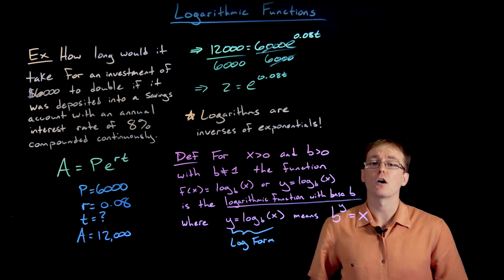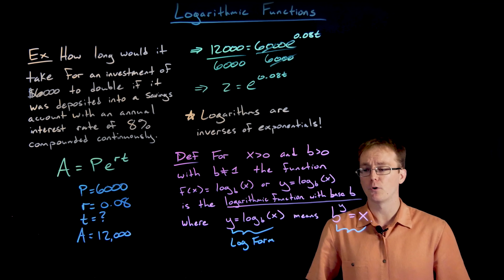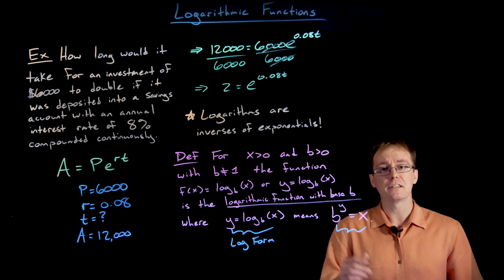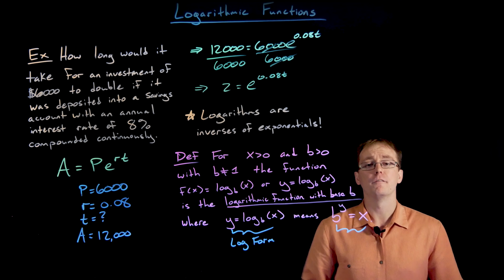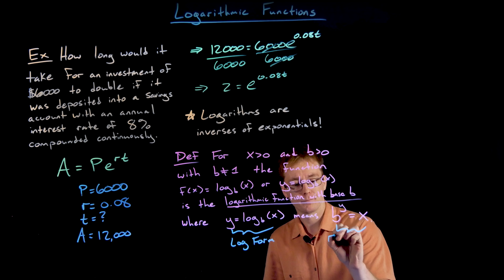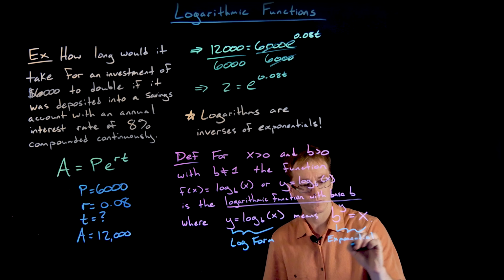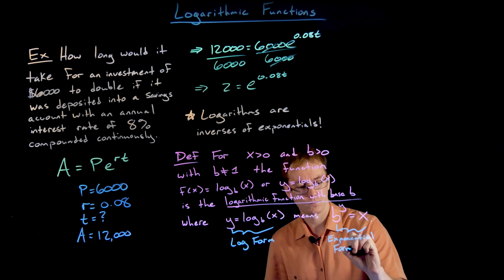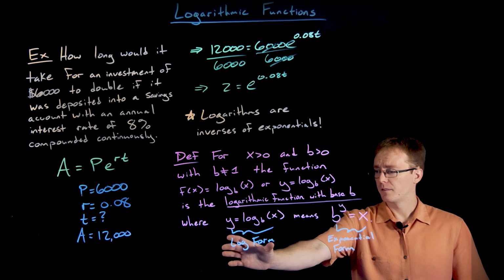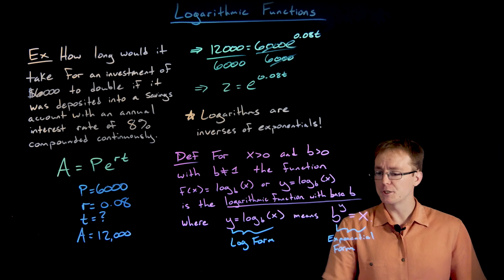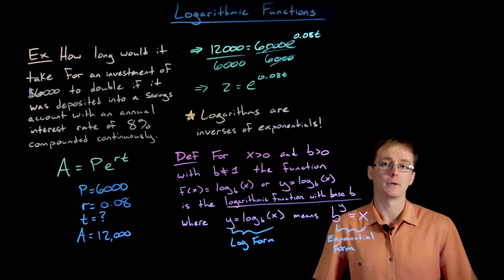Or maybe just the log form of the equation for short, and that is equivalent or interchangeable with this equation, b to the power of y is equal to x. We call that the exponential form of the same equation. So these two equations are equivalent. The left over here is the log form of our equation, and to the right, we just have the equivalent exponential form of the same equation.